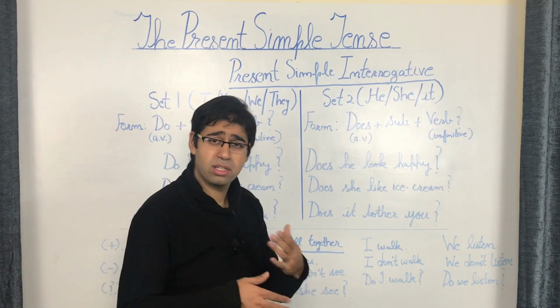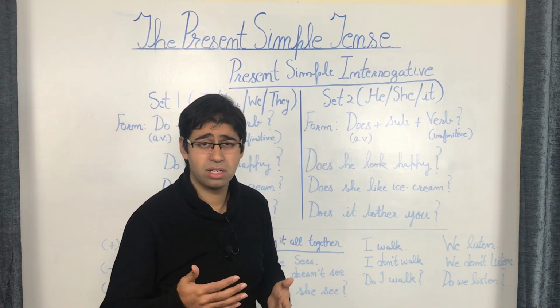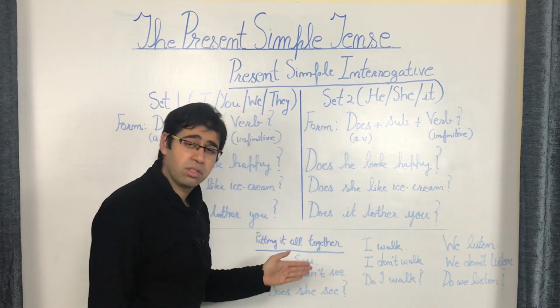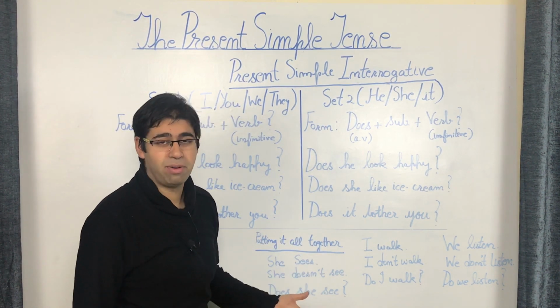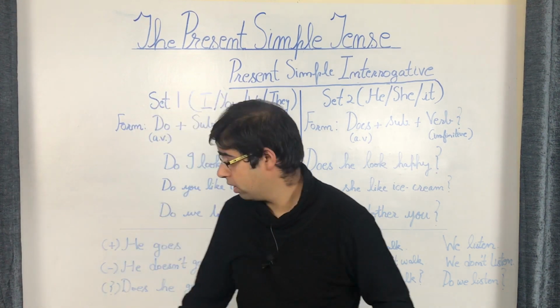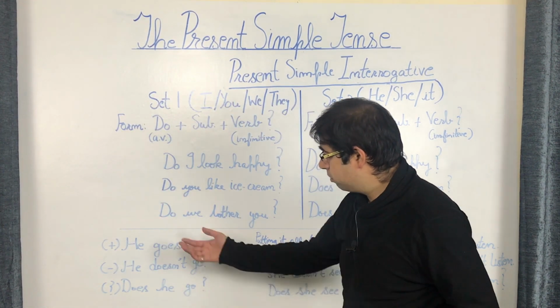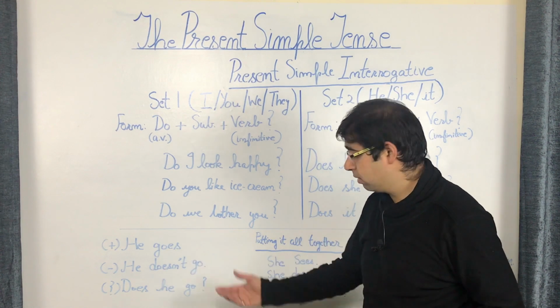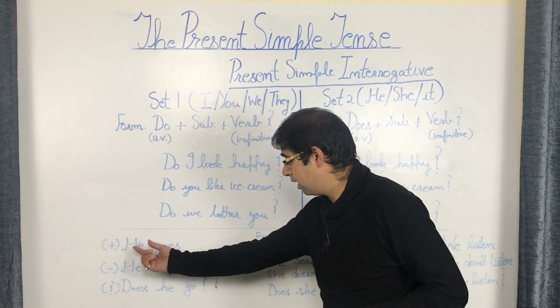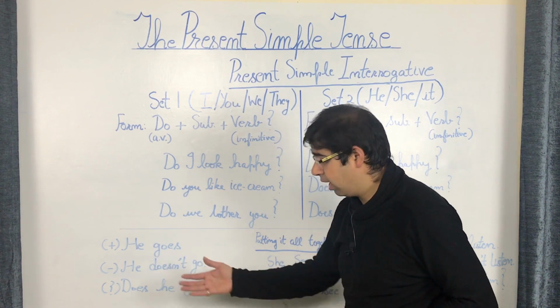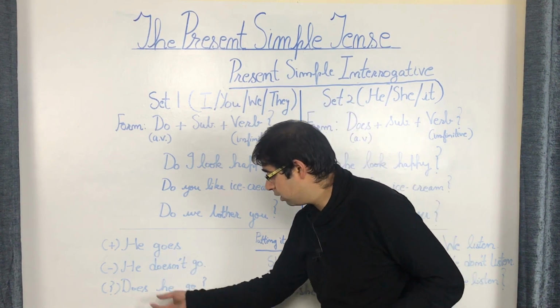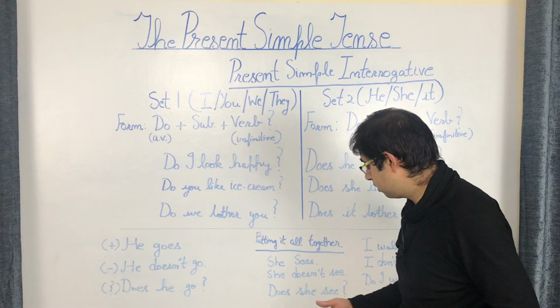Now, for some better understanding and reinforcement of the learning, I have put the positive, the negative, and the interrogative in the simple present back to back. Let's have a look over here. We begin with set 2 this time. We've got the positive as he goes, followed by the negative, he doesn't go, and eventually the interrogative, does he go?